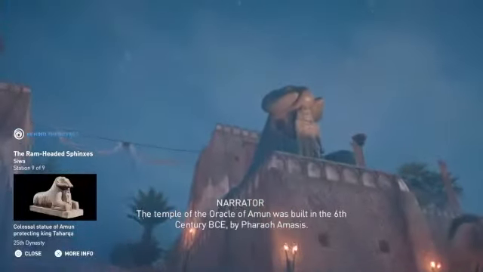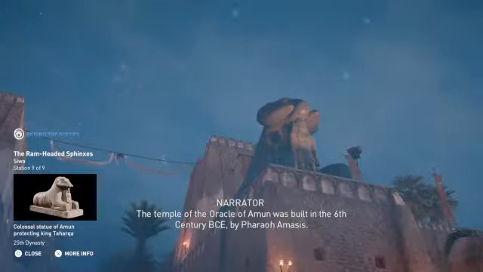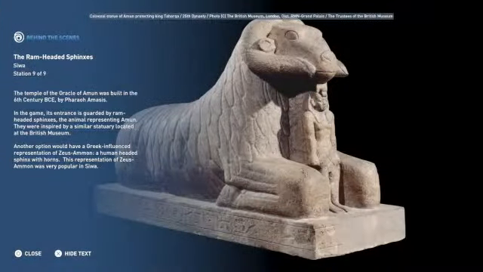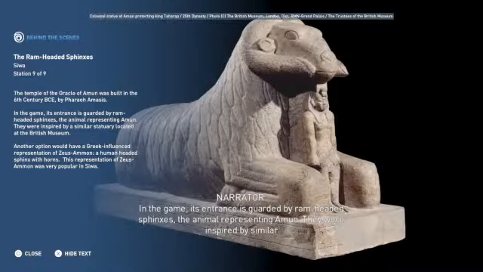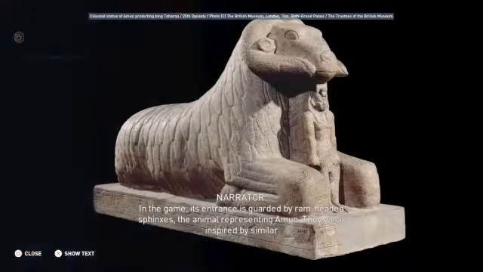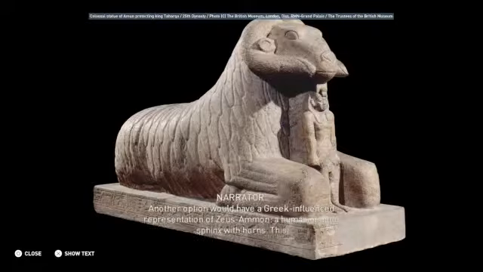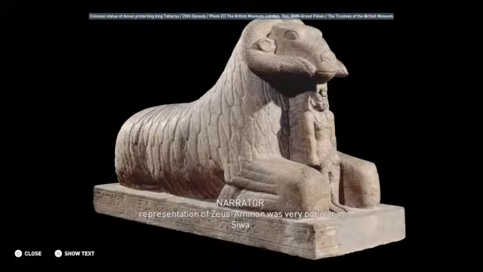The Temple of the Oracle of Amun was built in the 6th century BCE by Pharaoh Amasis. In the game, its entrance is guarded by ram-headed sphinxes, the animal representing Amun. They were inspired by similar statuary located at the British Museum. Another option would have a Greek-influenced representation of Zeus Amun, a human-headed sphinx with horns. This representation of Zeus Amun was very popular in Siwa.